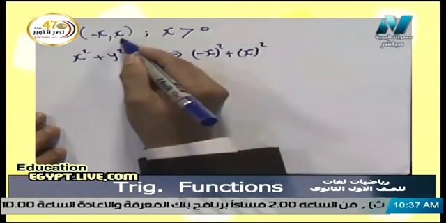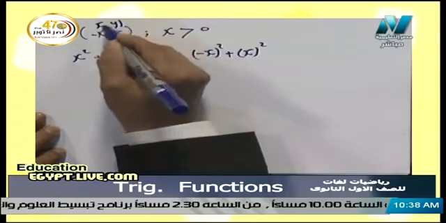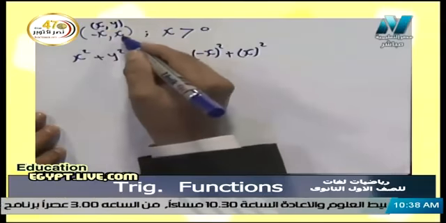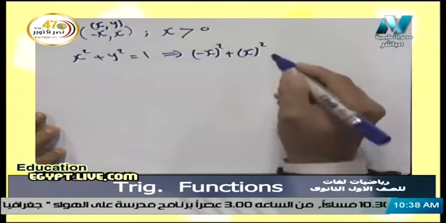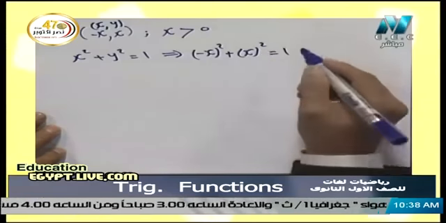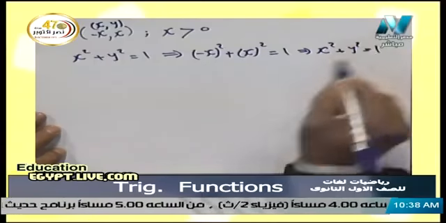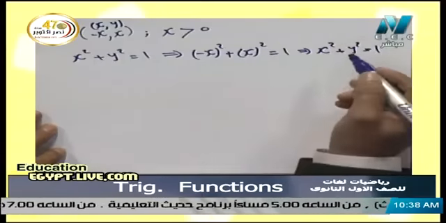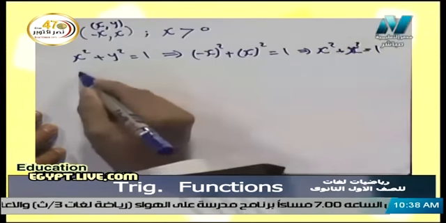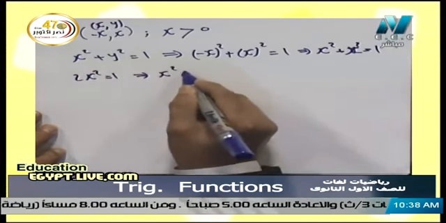Let's call it x. We know that any point's coordinates will be x and y. So the first coordinate here is negative x, and the second coordinate, which is y, equals x. So negative x squared plus x squared equals 1. We have x² plus y² equals 1, and y² is x² now. So we have double x² equals 1, so x² equals half.